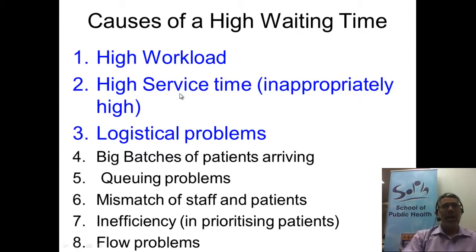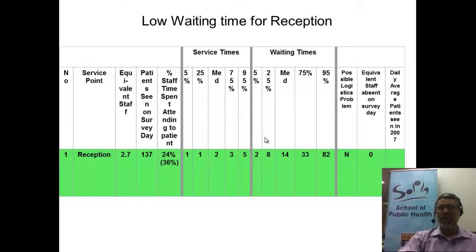So these first 3, high workload, high service time, logistical problems, can be determined from the table. So, do they have a high workload? No. Do they have a high service time? No. Do they have logistical problems? No. So, none of those are causing this high waiting time here at the 5% cutoff. Note their waiting times are generally low, and so they're doing well, and any causes of high waiting time would affect a small number of patients. However, if they want to improve, decrease this number of patients waiting, they would then have to look at that.